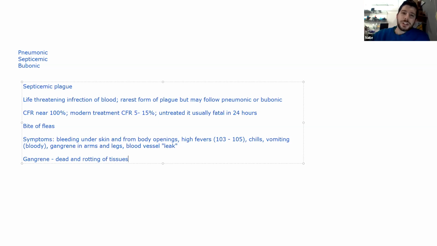I know it's not the exact same, but is that the concept similar to frostbite? Like why people lose appendages? Yes. Frostbite is a milder form of gangrene. But absolutely, that happens.